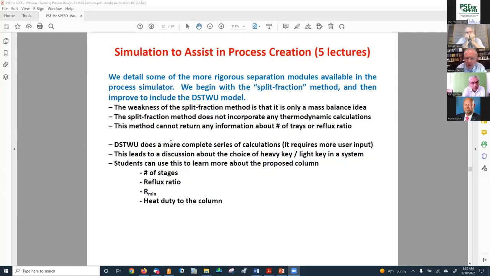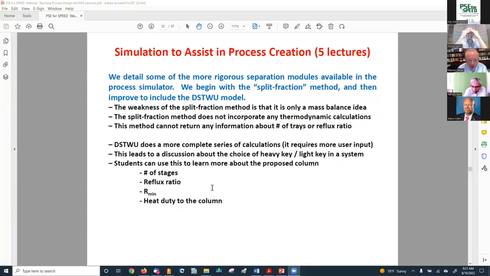All right, now then we tell them about something called dist woo, which interestingly enough, we got from the FlowTrans simulator when we built Aspen. I was involved in that. Okay, dist woo does a more complete series of calculations. All right, and the user has to give more input. This leads to a discussion about the choice of the heavy key component and the light key, which they learn about in the separations course. The students can use this to learn more about the proposed column. How many stages does it have? What's the reflux ratio? What's the minimum reflux ratio?